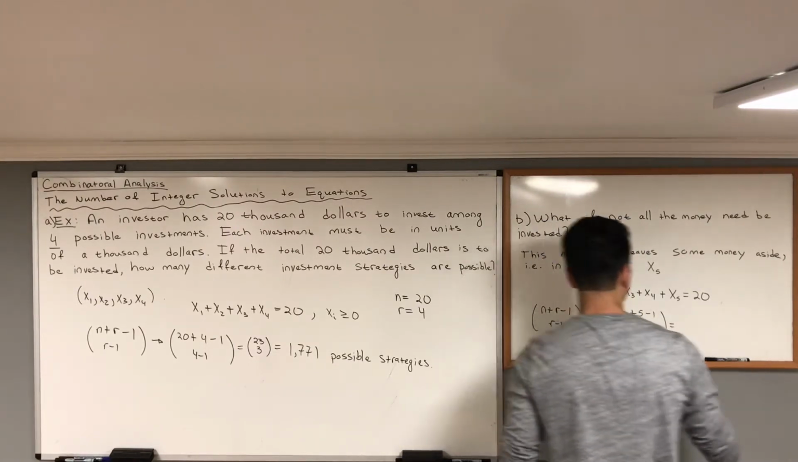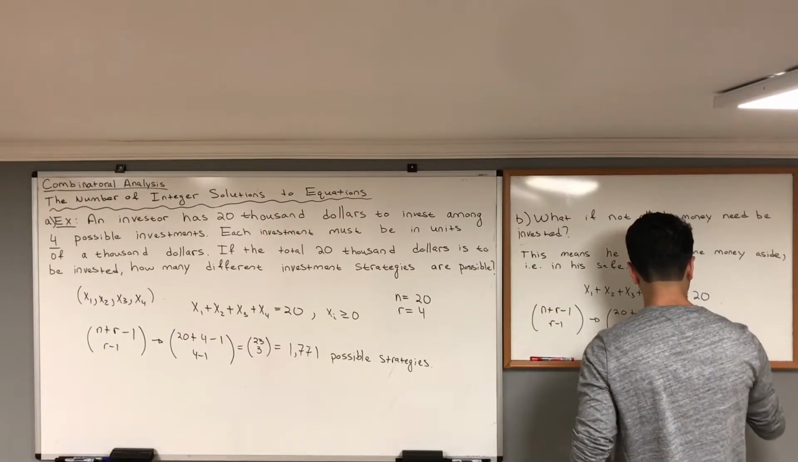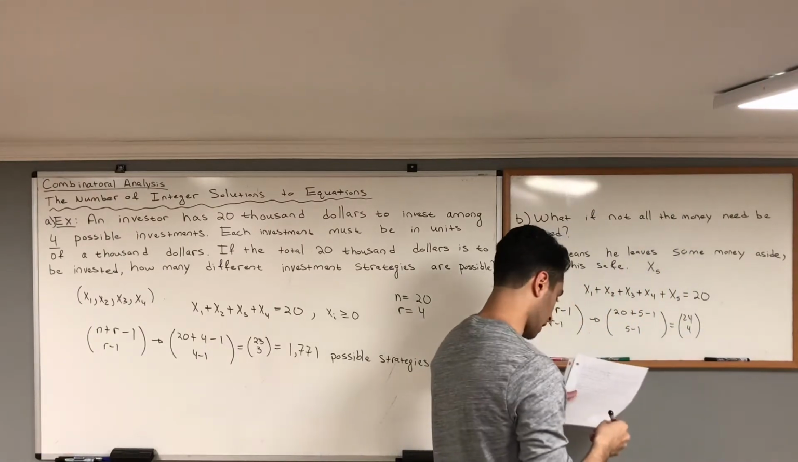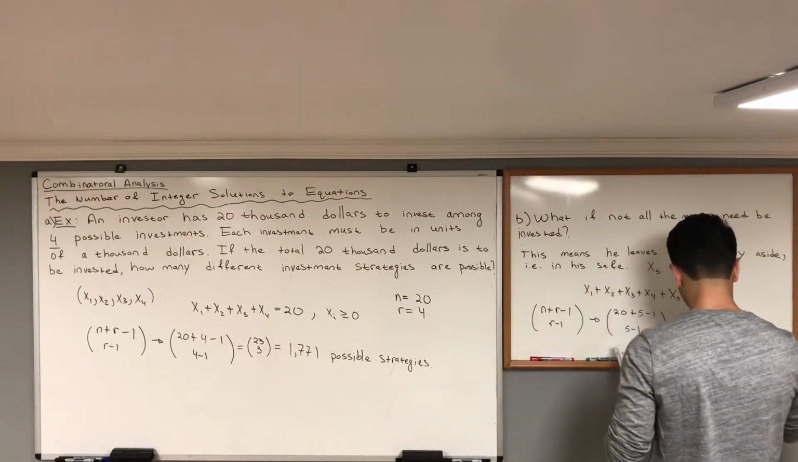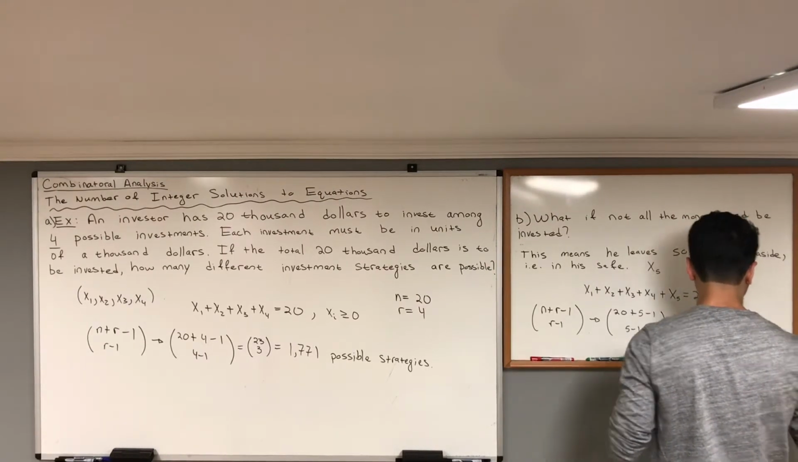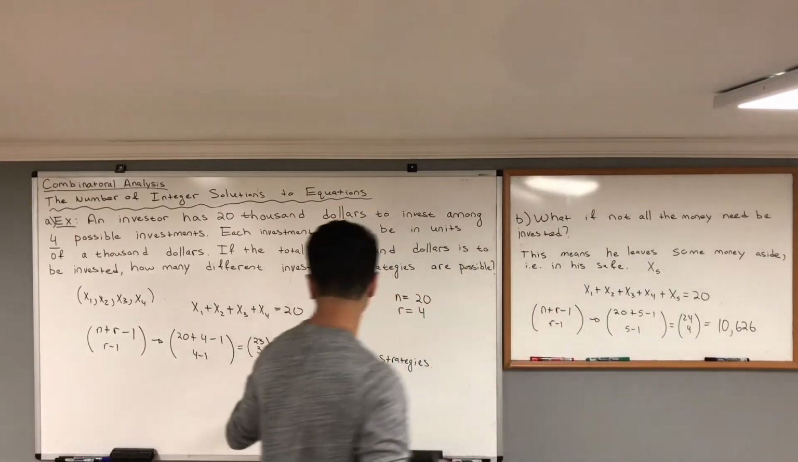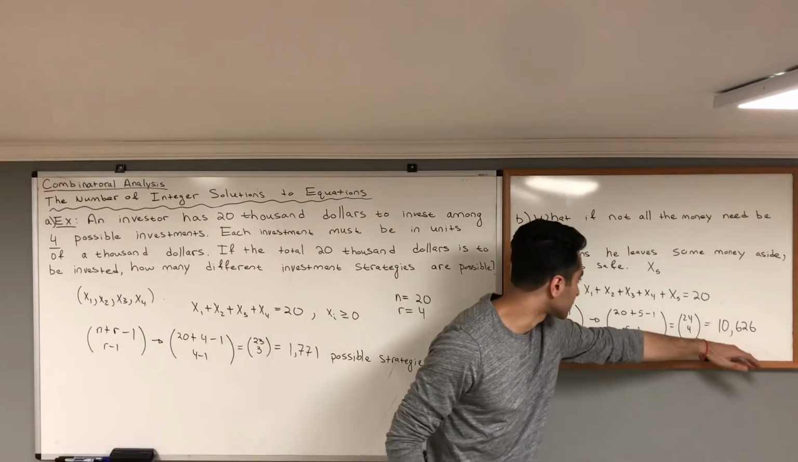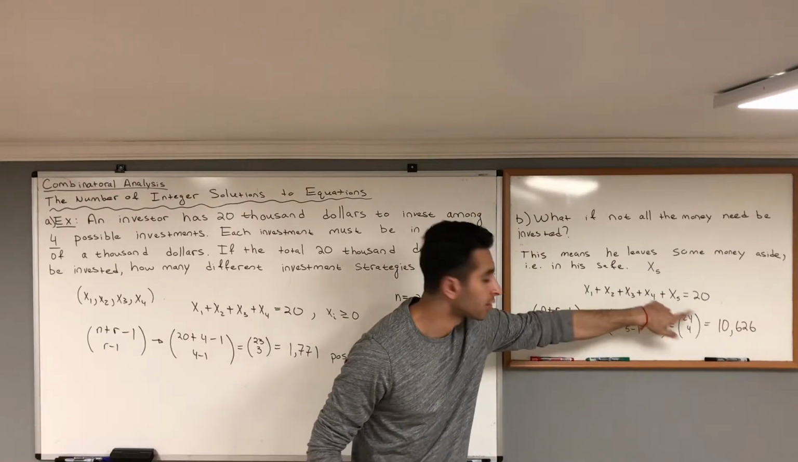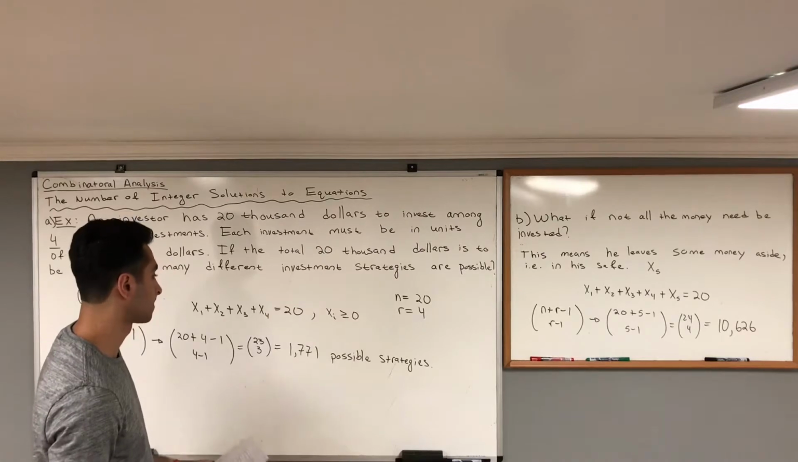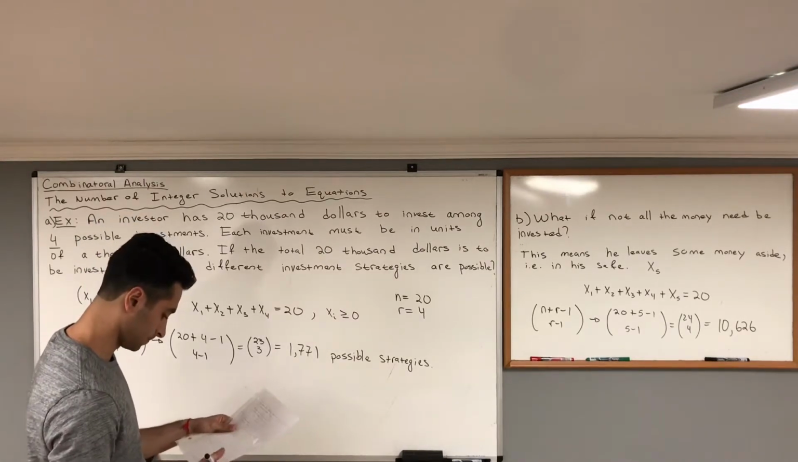This equals 24 choose 4, and you just punch that into your calculator, and you should get 10,626 possible strategies. And notice the escalation from 1,771 to 10,000 right when you add another group, another place to put in your money. Something to think about.